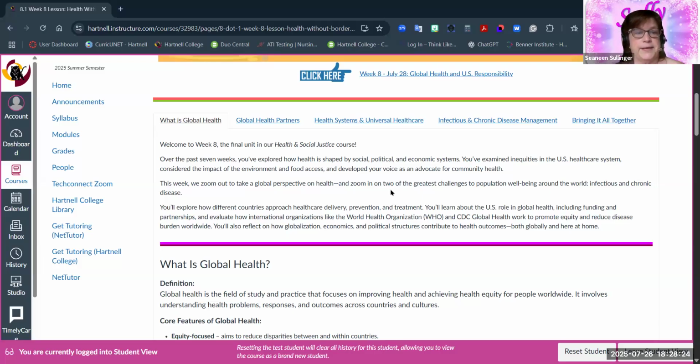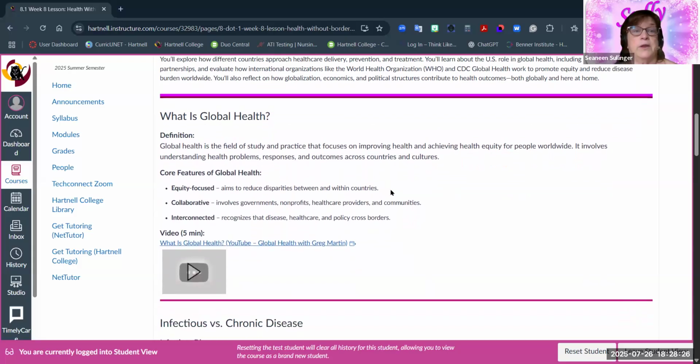So let's go ahead with the definition, right? Field of study and practice focuses on improving health and achieving health equity for people worldwide. So that's what we've been talking about, social justice and equity, and now we're looking worldwide. Involves understanding health problems, the people's responses, countries' responses, communities' responses, and outcomes across countries and cultures.